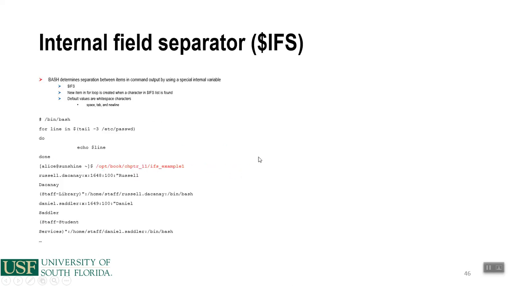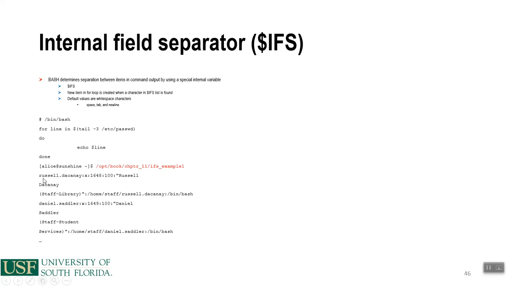There are also what are called internal field separators, or $IFS. So $IFS is a new item in a loop is created when the $IFS list is found. The default values are white space characters: space, tab, and new line. If you take a look at a particular example, for line in this particular list, go ahead and print out that line.